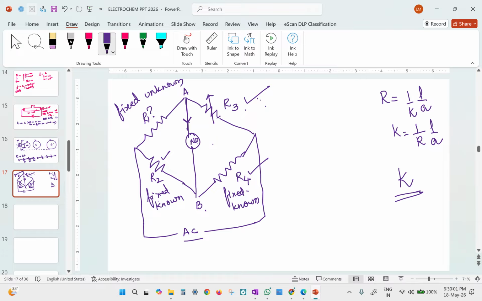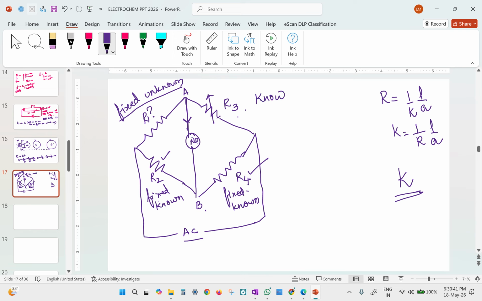Okay. So I'm going to check at what value of R3, because R1 is unknown and fixed, and R2, R4 are known and fixed. R3 is going to be known to us because it is the rheostat, the variable resistance. So we'll move the resistance to that value at which there is no current flowing between point A and point B. So now with that, we also know R3.